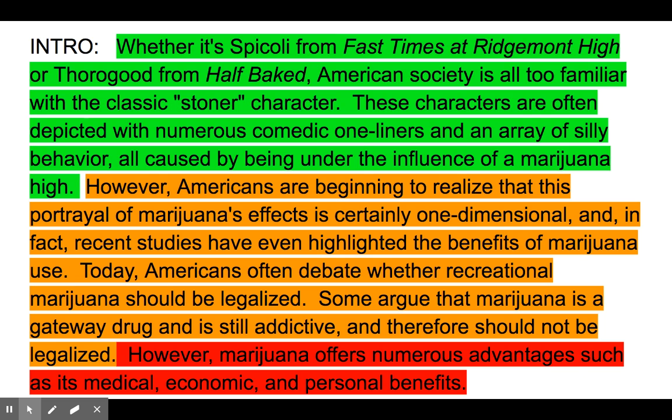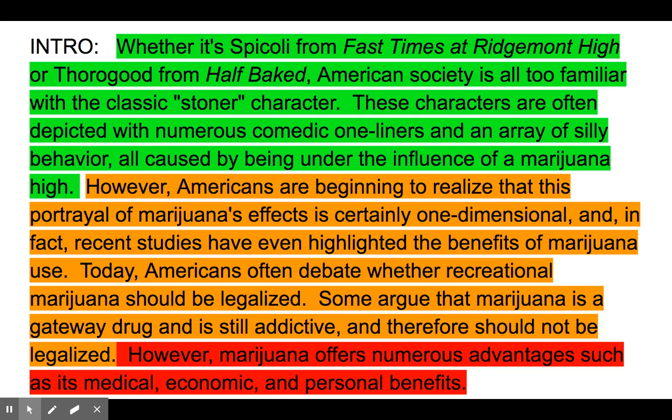I'm transitioning from that attention getter. I'm talking about the conflict that I'm going to be taking a side on here. And then I'm even providing a little insight into a counter argument or the opposing viewpoint at the end. Then I get into the red section here. This is the thesis, all right?